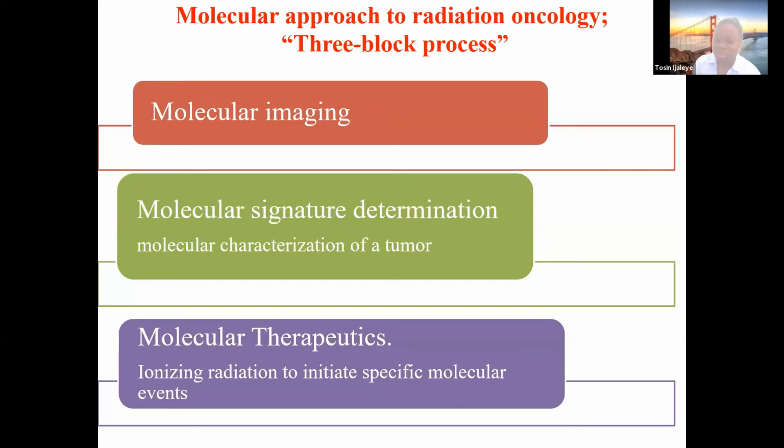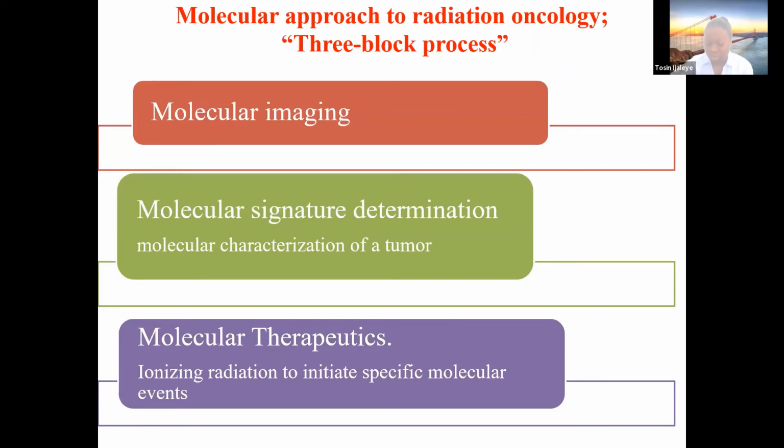Say this particular tumor has been detected, maybe in the lungs. They characterize the tumor, what type of tumor it is, like we learned in the previous lecture. After they determine the type of tumor and the molecular characterization has been done, they go ahead to the molecular therapeutics. At this stage, ionizing radiation is used to initiate specific molecular events to treat this particular tumor. So this is the three-block process, and a radiation physicist is involved at this particular level.